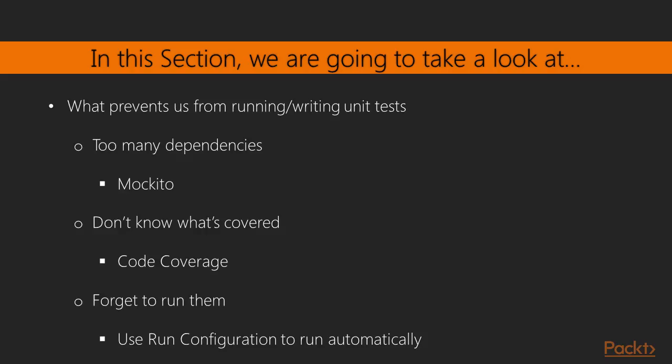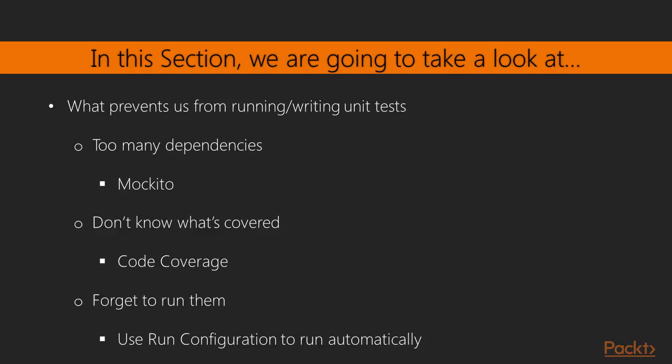A lot of times we think about doing test-first design, and we start with a grand idea of writing unit tests, but then we find after a few months, we're not writing unit tests anymore, we're just writing code. And we're writing untested code, which means we're increasing our technical debt. So what prevents us from running and writing unit tests?